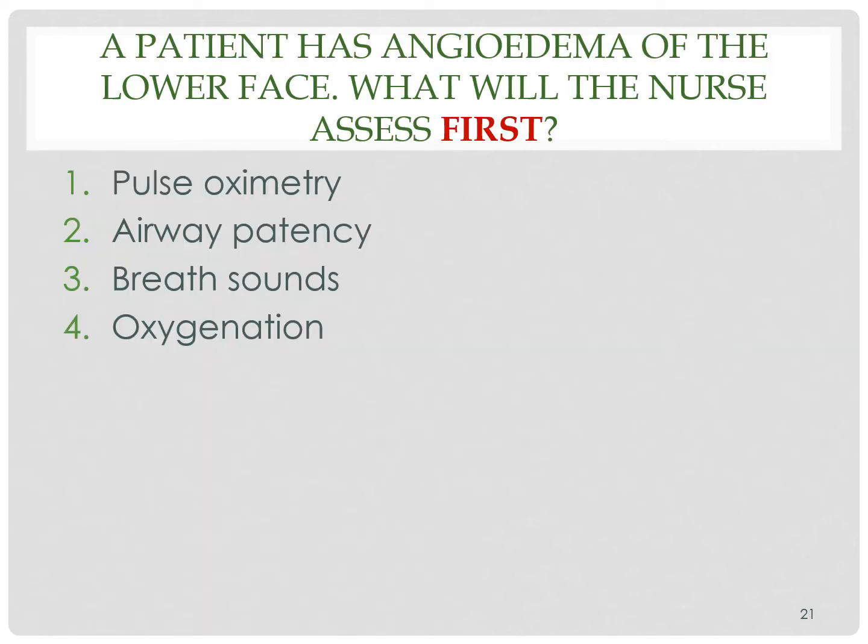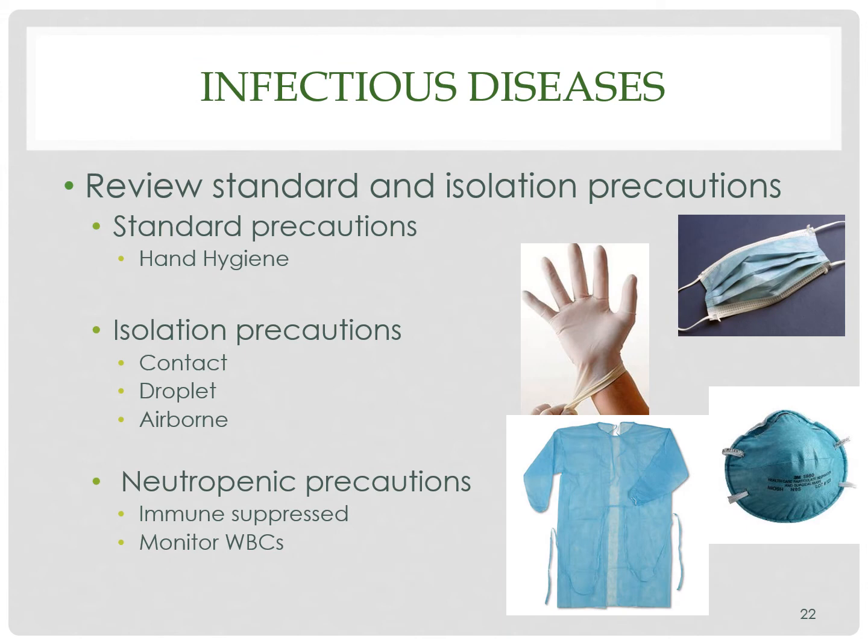All right, here's a question. Patient has angioedema of the lower face. What will the nurse assess first? Hopefully you guys said airway patency, right? Because angioedema of the lower face is going to include the mouth, and can rapidly lead to laryngeal edema and obstruct the airway. ABCs in emergencies, and airway is always going to come first, right?